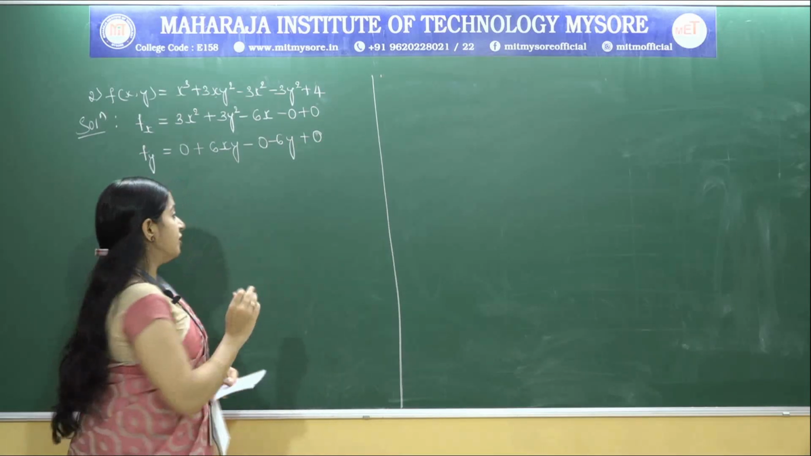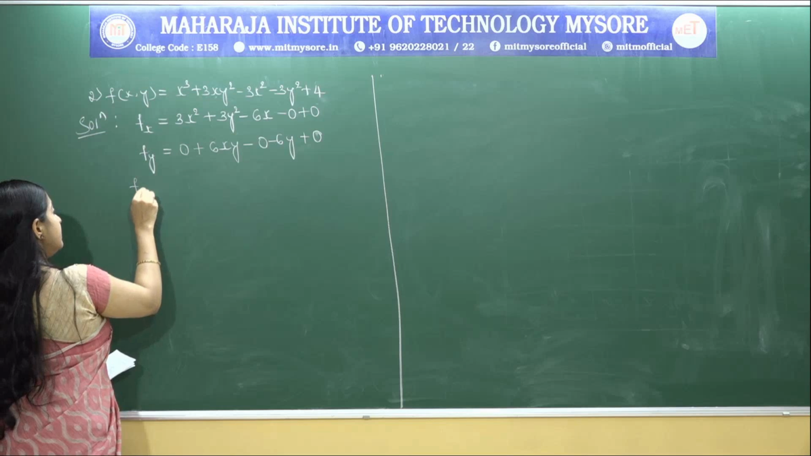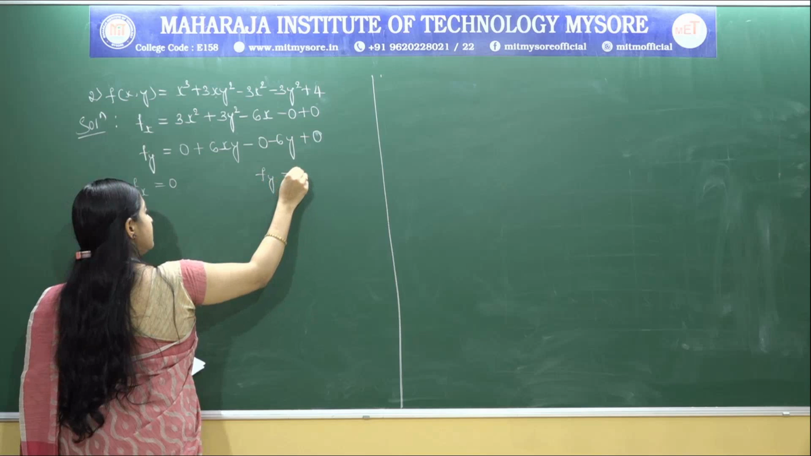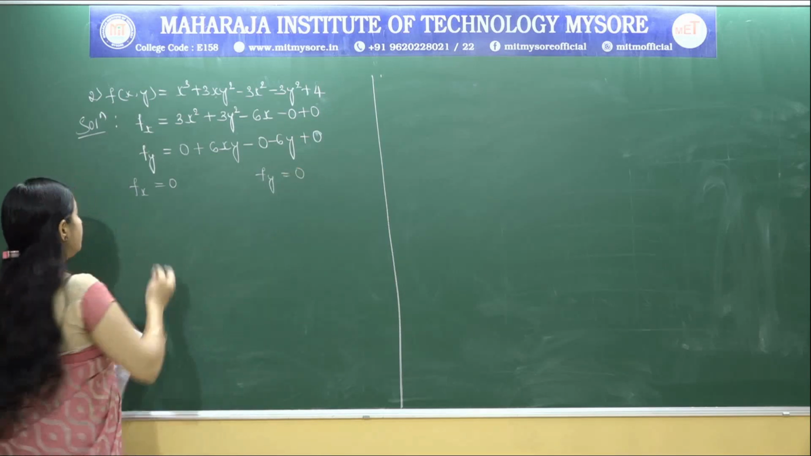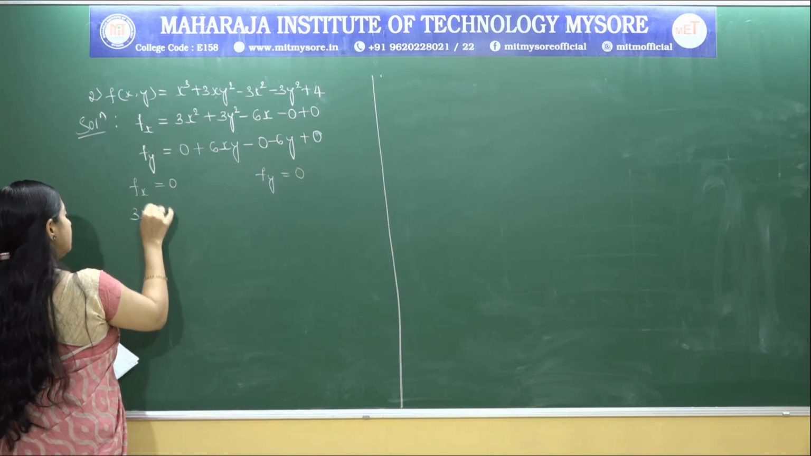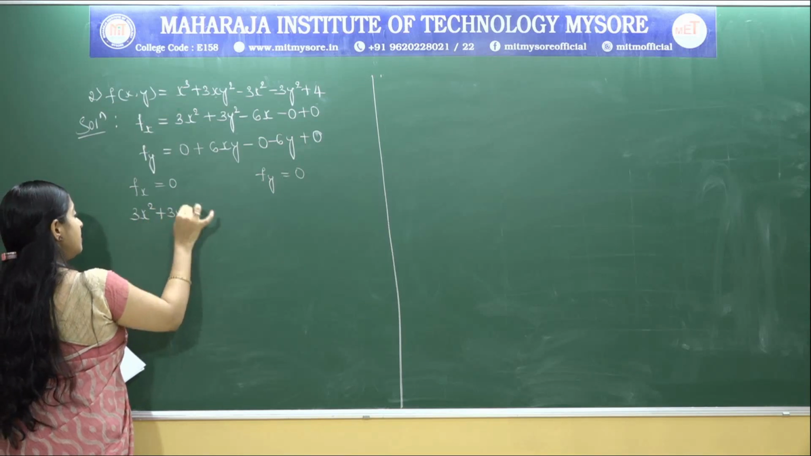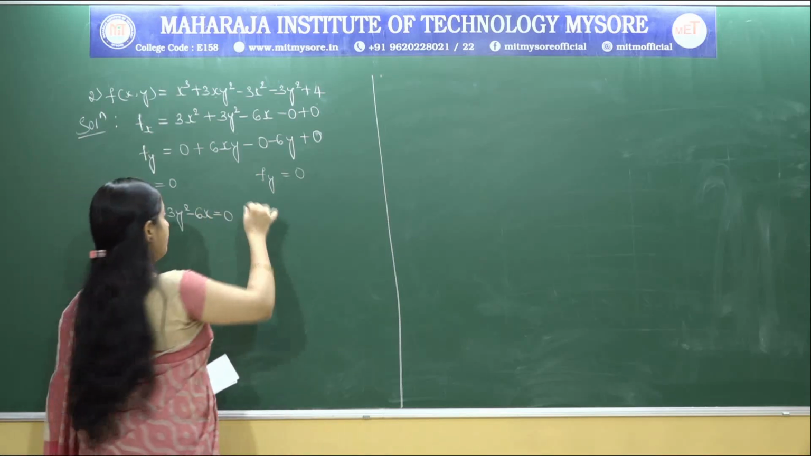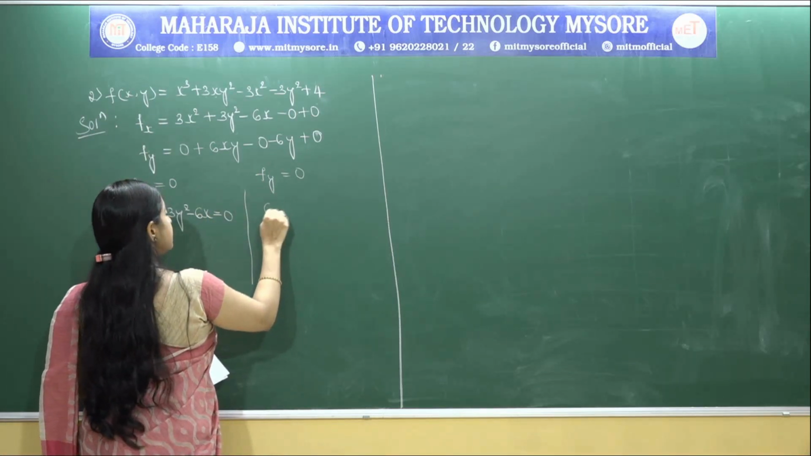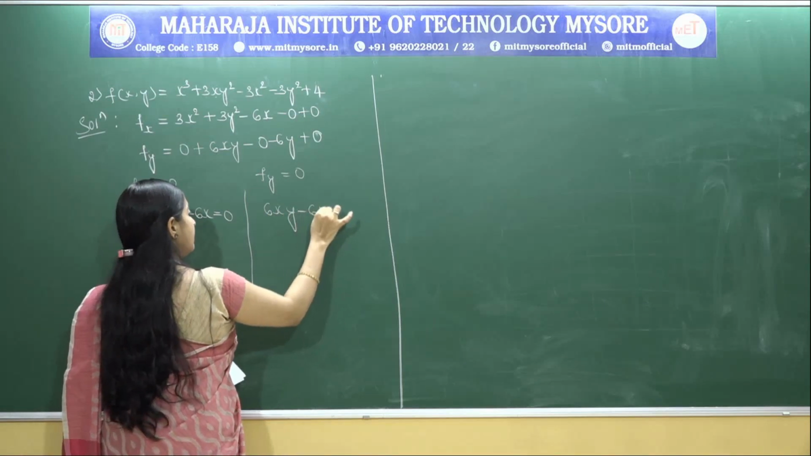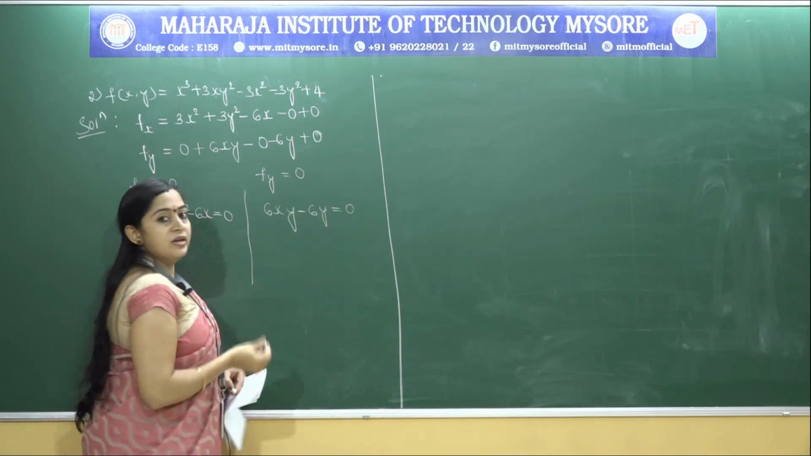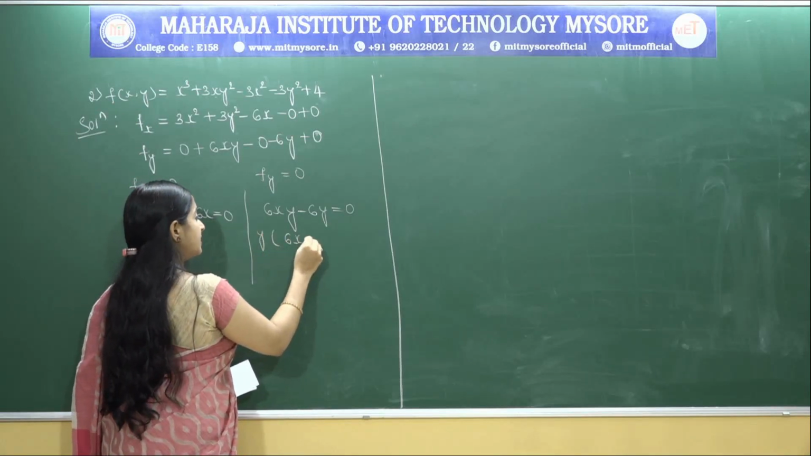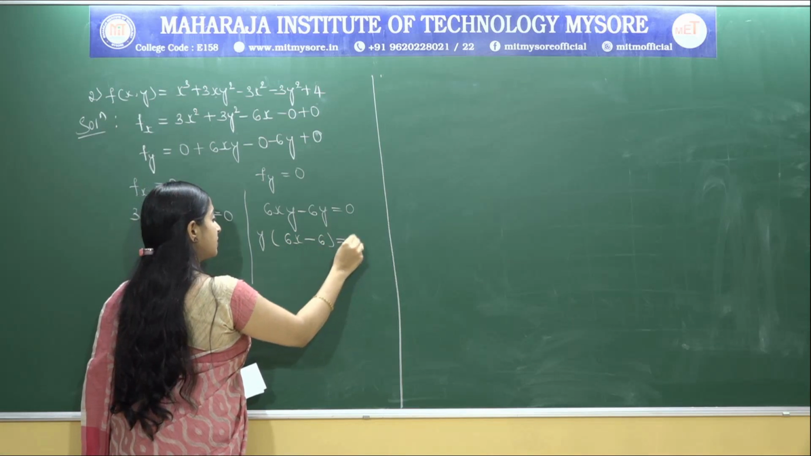Next, equate this fx and fy to 0, you will get the stationary points. So fx equals 0 and fy equals 0. The first equation is 3x squared plus 3y squared minus 6x equals 0. The second equation is 6xy minus 6y equals 0. In the second equation, you take y outside since it is common: y times (6x minus 6) equals 0.